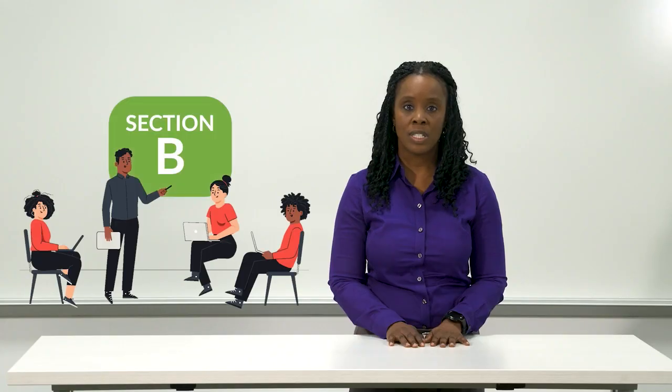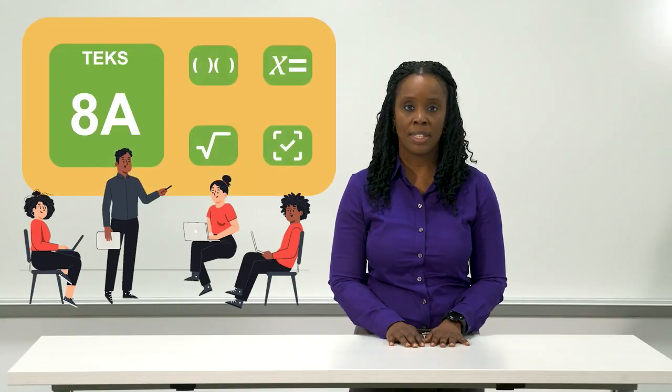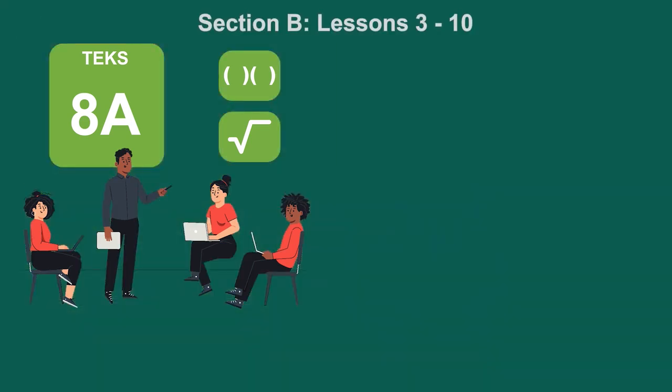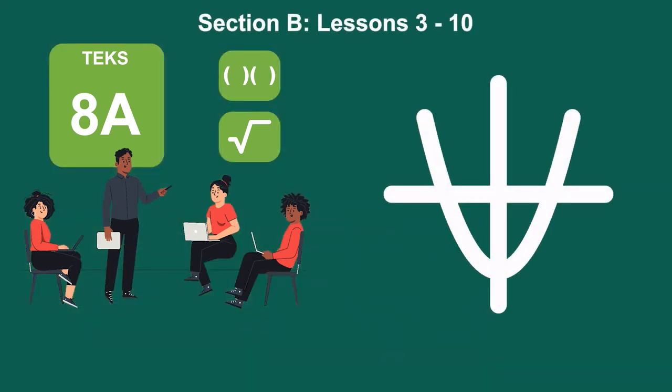Section B focuses on two of the four solution methods in the Readiness TEKS 8A: using the zero product property by setting factors equal to 0, and taking the square root of both sides of an equation. The lessons also reinforce the use of graphing to identify the zeros of a quadratic equation as a method for solving. In this way, students link the ideas of zeros with the solution of linear factors.